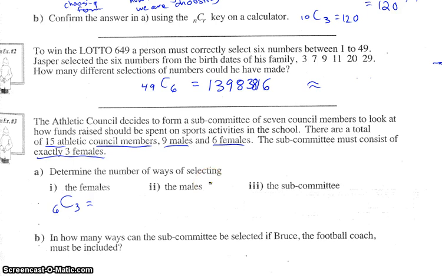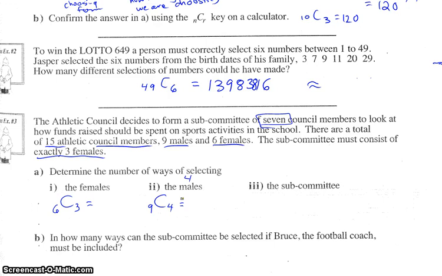Now we're going to choose the males. Okay, we want to make sure we choose just from males. So we want to narrow that down to 9 males. And we're choosing, well, let's see, how many are on the committee? 7. And we've chosen 3 females already. So that means there's 4 remaining people. Okay, so there'd be 4 of them. So 9 choose 4. And whatever that works out to be.